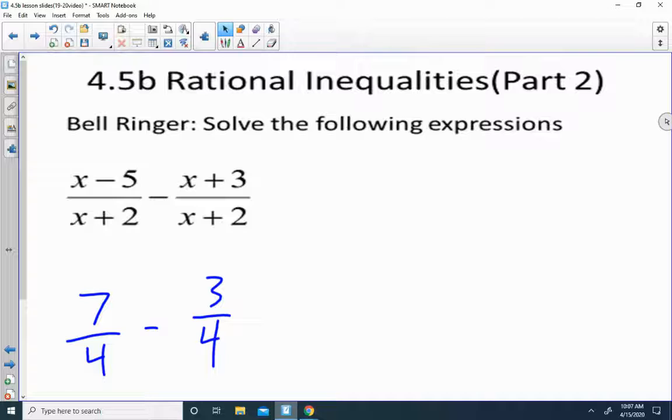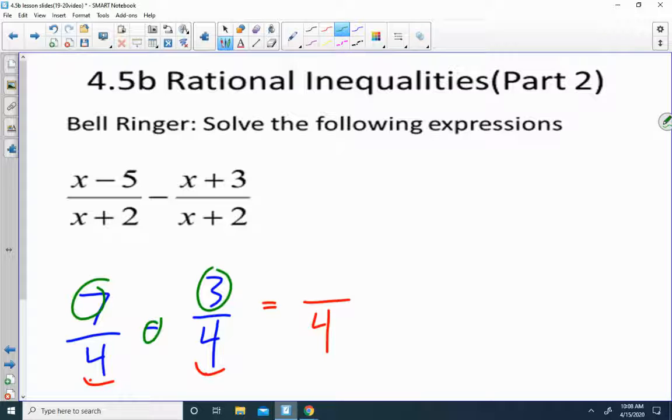There's some of you probably thinking, oh, that's easy. Since the denominators are the same, that means my denominator will be the same for my final answer. And that's true. As long as your denominators are the same, then you just really need to subtract the top. So in other words, you just have to do 7 minus 3, which is 4, and then your denominator will just stay the same. And of course, 4 divided by 4 is just going to give you 1.